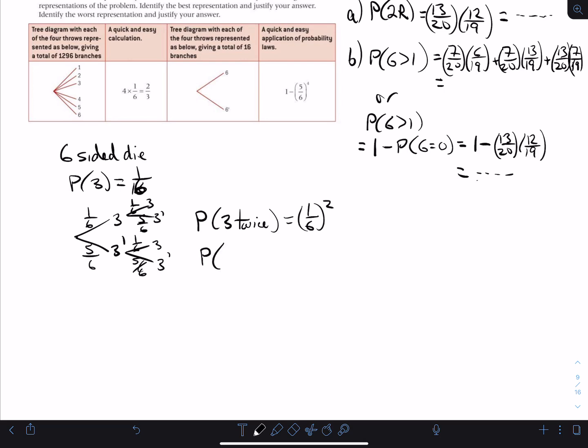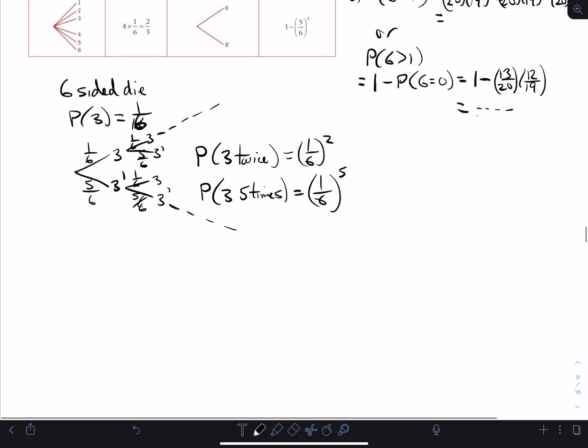In fact, the probability of me getting a 3 5 times would be 1 out of 6 to the power of 5, because there's only one path and you keep multiplying by 1 out of 6. You would just keep going like that, on and on and on. So you see kind of an easy little pattern. I think you could figure that out. The thing is, with the binomial pattern, it's interesting. Ooh, I could do a whole lesson on this. Let me just give you a teaser.